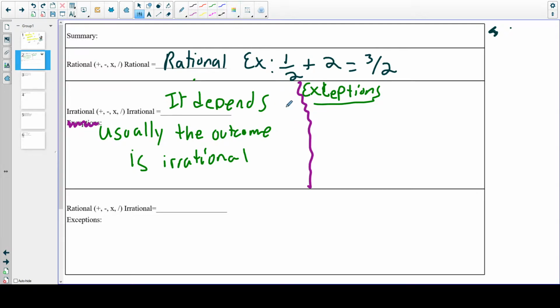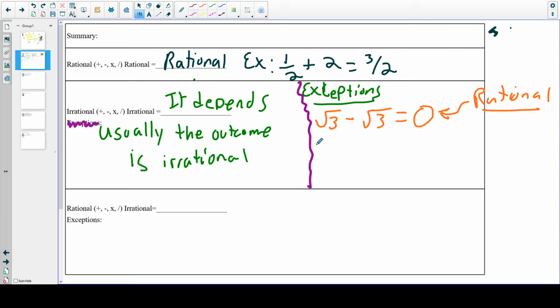So, for example, we know the square root of 3 is irrational because this is not a perfect square. What if I subtract that by the square root of 3? Are these both irrational numbers? Yes. The operation I'm using is minus. Well, what's the outcome? When I subtract anything from itself, you always get 0. But you know that that's rational. So this is one exception.